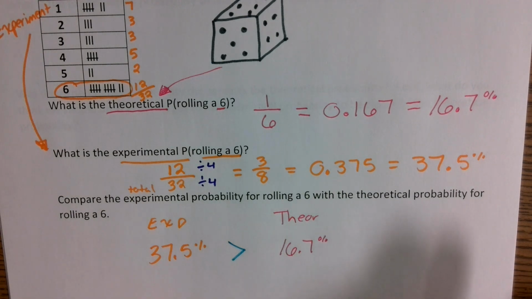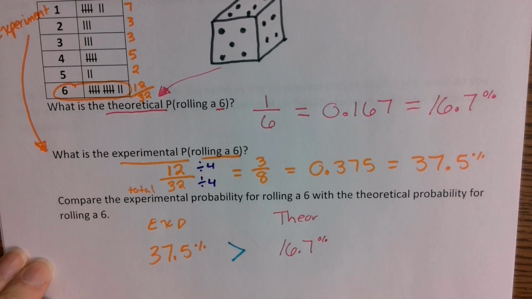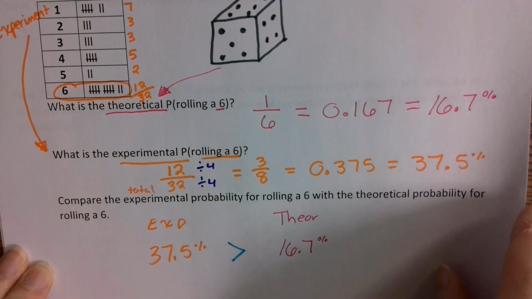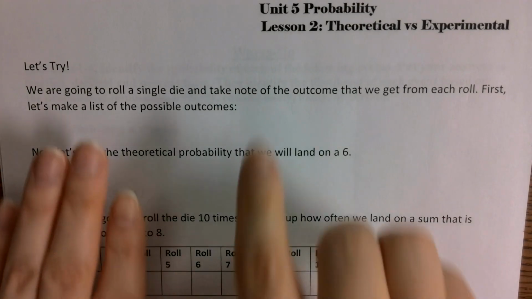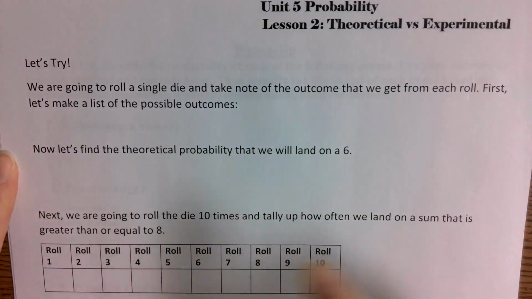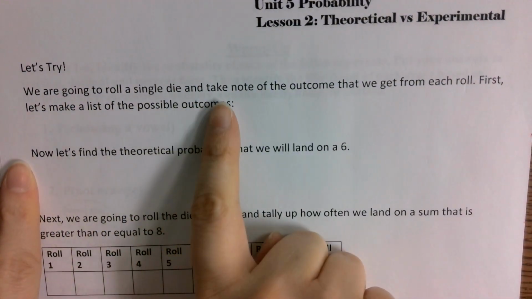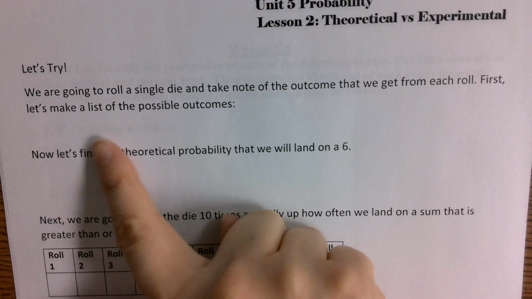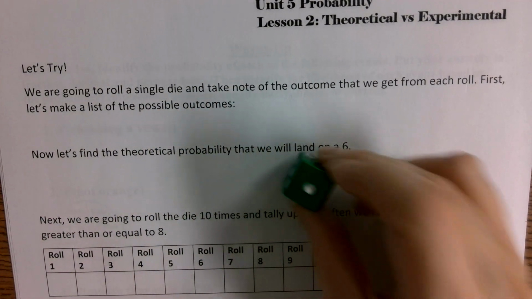Go ahead and flip to the back page. We're going to do our own little experiment real quickly. All right, so on the back here, as a class, we're going to roll this die and we're going to document how many times we land on the different values, okay? So we're going to roll a single die and take note of all the outcomes. But the first thing I want to do is make a list of all the possible outcomes that a die can land on.